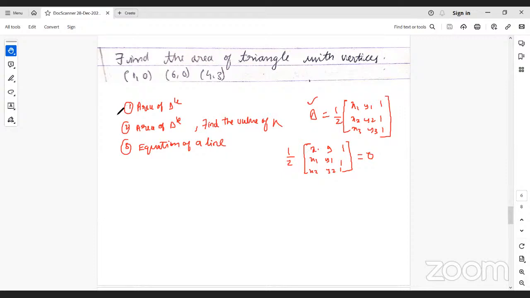This example can be asked in three types. Either it will be asked as area of triangle, or area of triangle will be given and you find the value of k, or the third one is equation of the line. So we will discuss the first one.